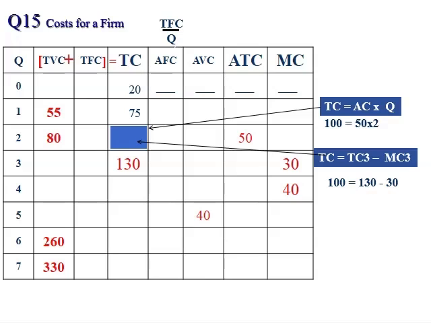Likewise, you can now add across here to get these two values and complete the total cost table. Once you've done that, you can work out average fixed cost, which is total fixed cost divided by quantity.